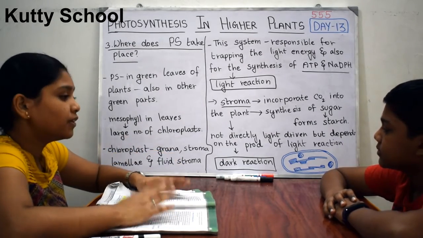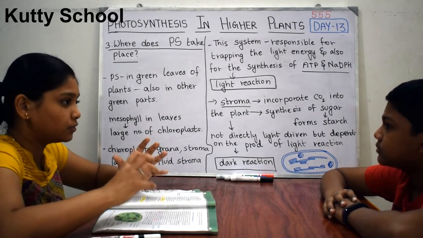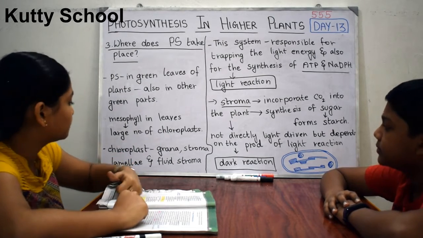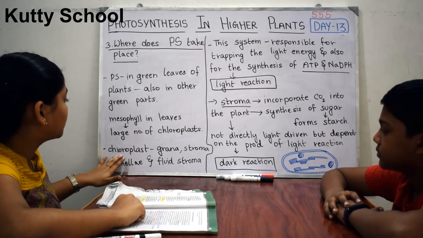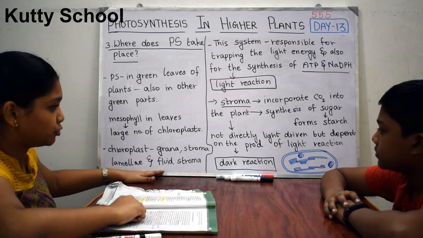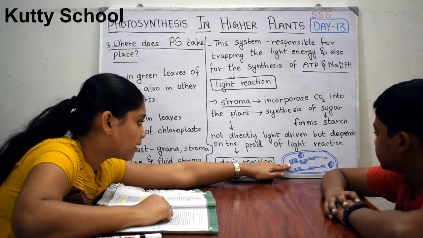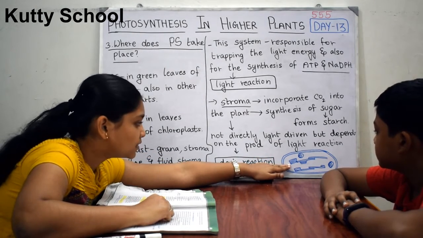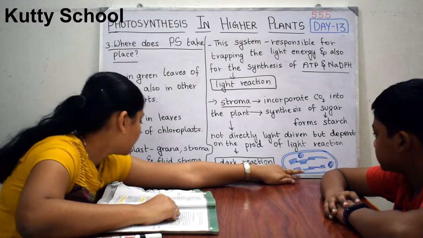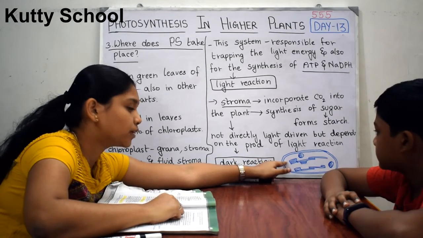Since they are attached near the surface, when light falls on the leaves, the chloroplasts can absorb the light energy. These chloroplasts contain grana, stroma lamellae, and fluid stroma. Grana are nothing but stacks of thylakoids. The stroma lamellae connect one grana to another grana. And the fluid in the chloroplast is known as stroma fluid.